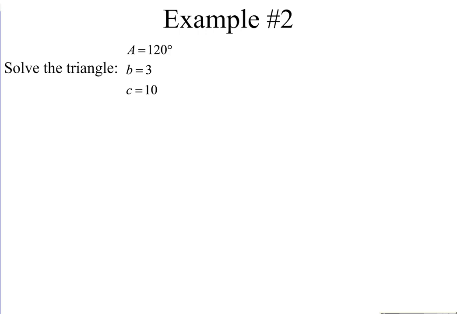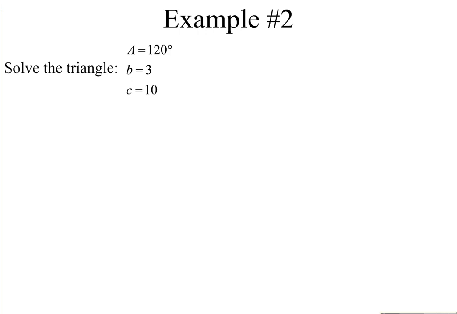Number 2. Once again, we do not have one complete ratio. I know an angle this time, but I don't know the side across from that angle, so we cannot use law of sines. We again need to go to law of cosines.